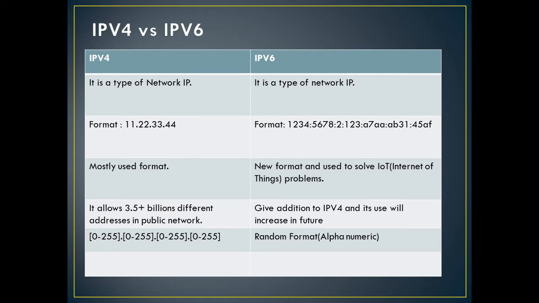Now we will see the differences between IPv4 and IPv6. Both are types of network IP. You can see there is a difference in format between them. IPv4 is mostly used and most commonly known by everyone. IPv6 is the new format, and this is becoming popular day by day. There is a count limit for IPv4, and then there is a difference regarding the format as well.